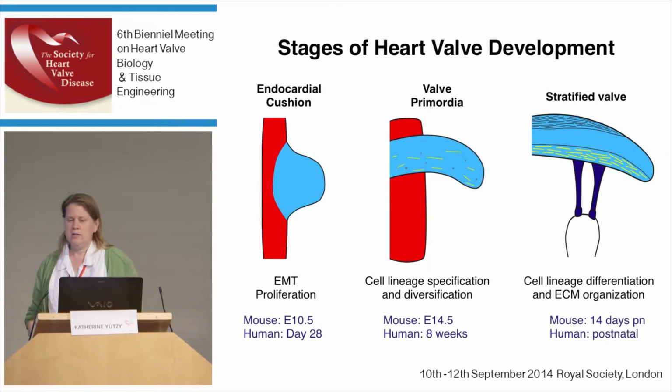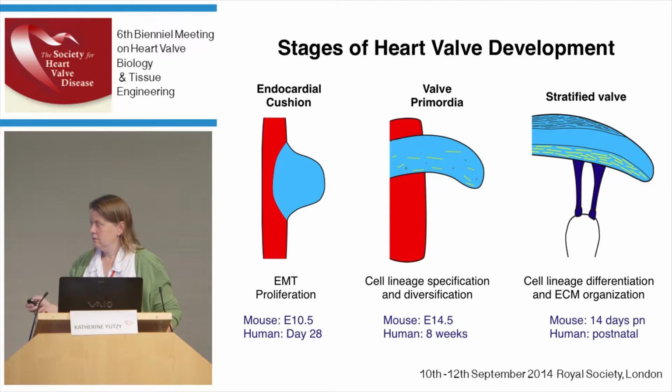So starting at the beginning of valves. Valves start very early in development, in a mouse at about day 10 and a half, in a human about 4 weeks, with the formation of endocardial cushions in the AV canal and the outflow tract. These cushions elongate and then stratify over time in postnatal stages.